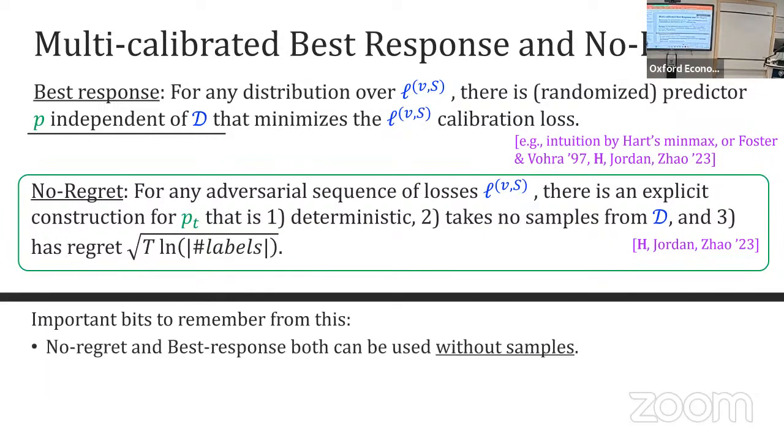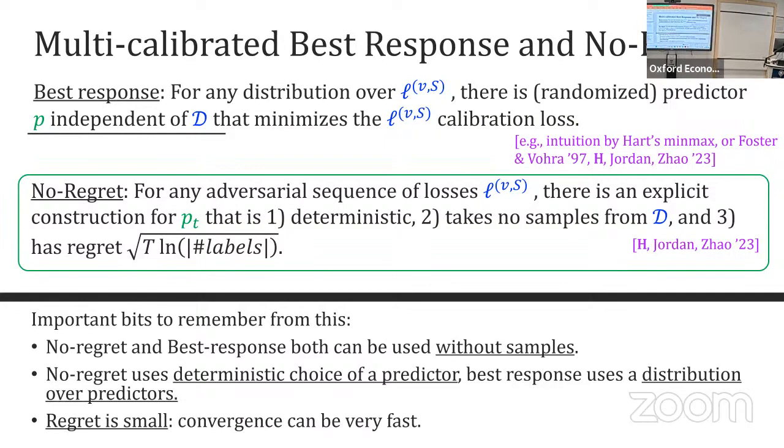So the only important bits of information from this are three things. Those things are, I can actually deploy these dynamics, I can have a no regret, and I can have a best response algorithm for the learner. And they come very cheap. They do not take any samples, in fact. But also that the no regret happens to have a deterministic choice of predictor per time step, whereas the best response is using a distribution over them. And the last thing is that convergence is fast because regret is very easy.